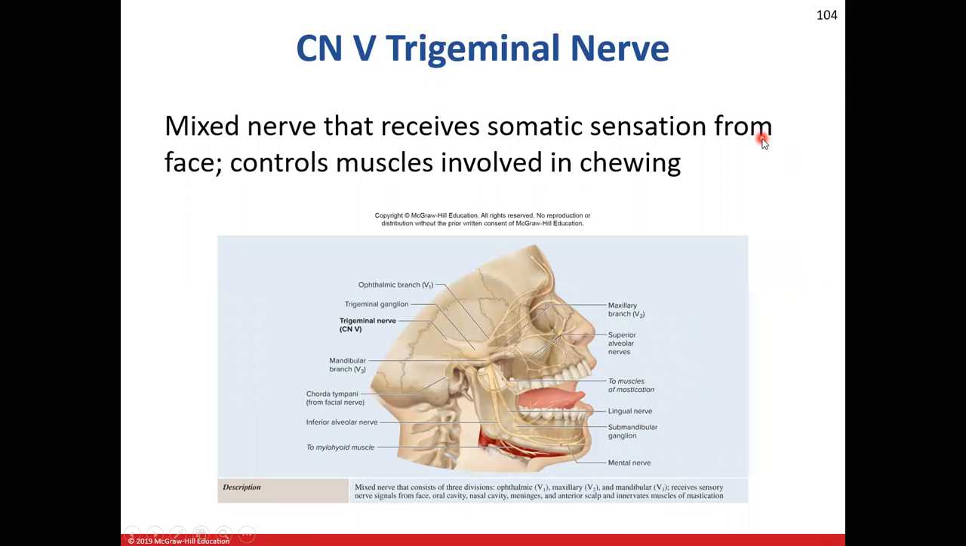So cranial nerve 5 is called the trigeminal nerve. The trigeminal nerve is a mixed nerve, and it receives somatic sensation from the face. So it's got sensory components. It's the nerve that detects sensation when the face is touched. It also controls the muscles involved in chewing, or what we call mastication. So again, this is a mixed nerve, which means it's got both sensory and motor fibers to it.